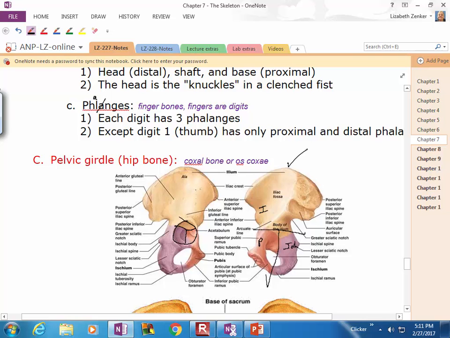And just so that you know the difference: pelvic girdle, hip bone, coxal bone, os coxa are one piece, one bone, right? Versus if you were to say the pelvis, the pelvis is a structure. The pelvis is the two coxal bones and the sacrum, okay?